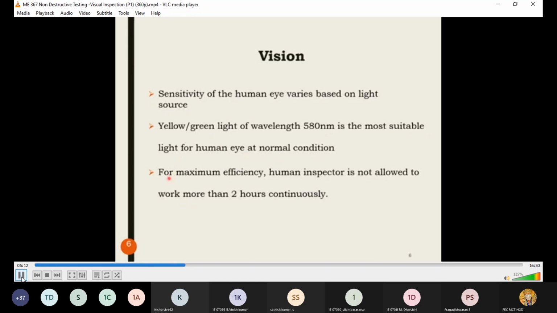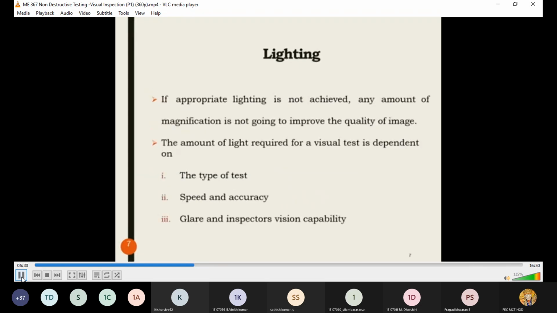There is also another factor: for maximum efficiency, the human inspector doing the visual inspection is not allowed to work for more than 2 hours continuously, right? So for maximum efficiency, the person doing the visual inspection cannot work continuously for more than 2 hours.